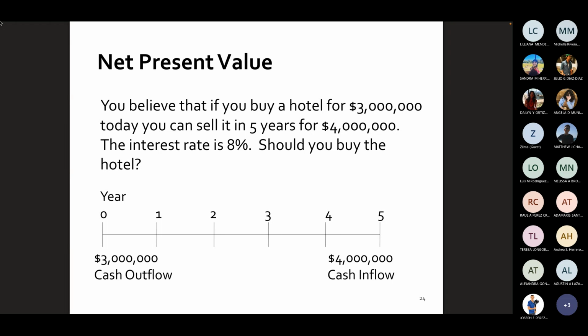I would say no. I tried the calculation on the calculator, and it seems like I got a future value greater than the 4 million that you'd be able to sell it for.